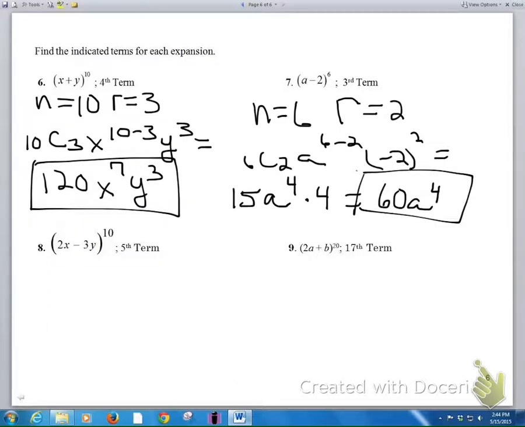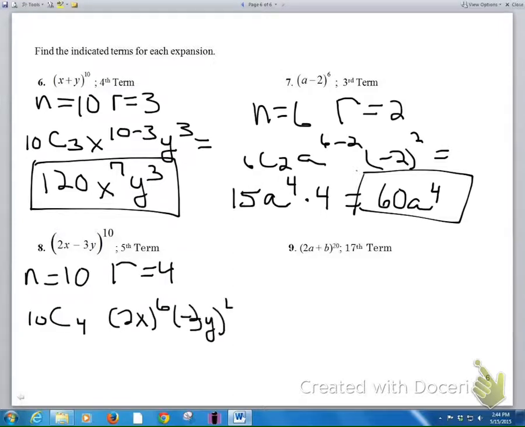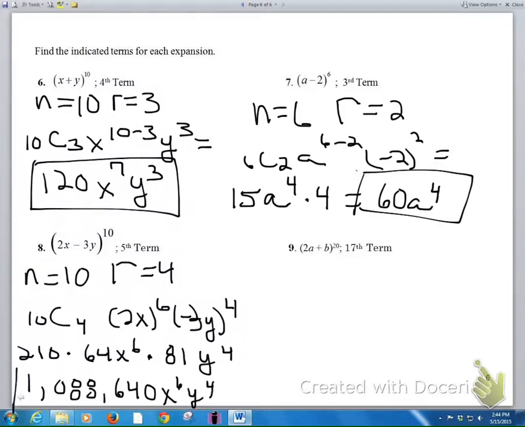All right, the fifth term. So what is r going to be? 1 less, so r is 4. N is 10. So it's 10C4. Find that on your calculator. 2x raised to the 10 minus 4, which is 6. And then negative 3 raised to the 4. Okay? Then you're going to find 10C6 on your calculator. You're going to raise 2 to the 6th power, which is 64. And you're going to raise negative 3 to the 4th power, which is 81. Then you multiply all the numbers together and put your exponents after.